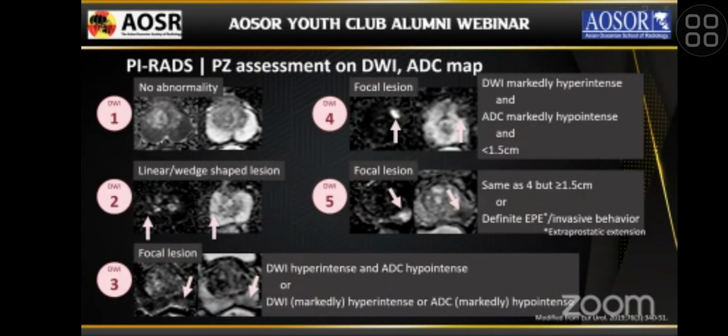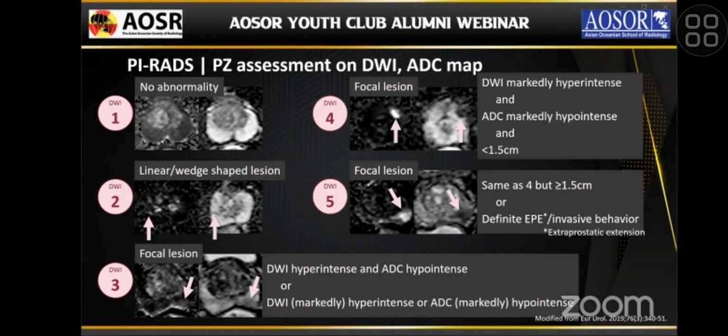Here is an example of DWI scores. Score 1 means no abnormality. Linear or wedge-shaped lesions reflect inflammation or fibrosis and are assigned score 2. Focal lesions with mild to moderate diffusion restriction are assigned score 3. Markedly diffusion-restricted focal lesions are assigned score 4 or 5 depending on their size. Definite extraprostatic extension is also scored 5.